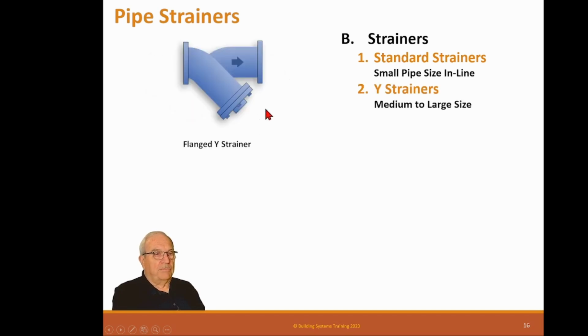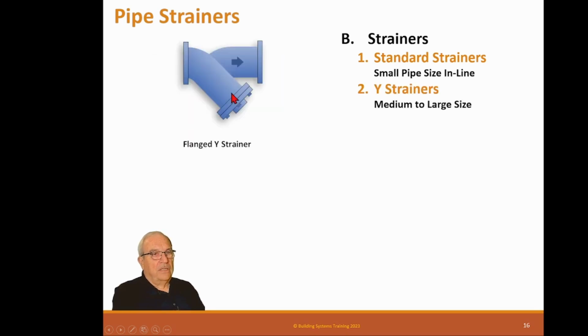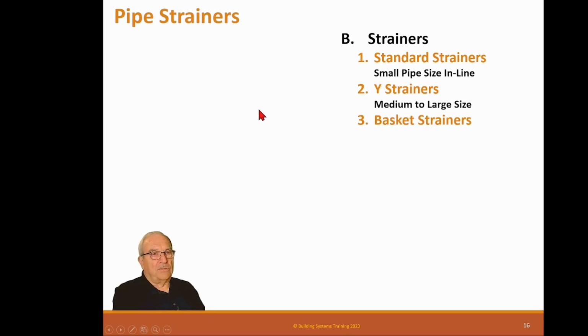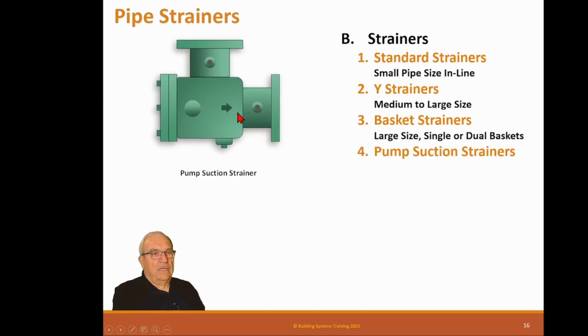The big ones above 2.5 inch all look like this because they've got flanges instead of screwed connections like this. And these are always made of steel, not brass. Could be stainless steel, but medium to large size Y strainers. Basket strainers, which we just showed before, have this basket in there. You can pull that out. Then we have pump suction strainers. And these go on the inlet of a pump.